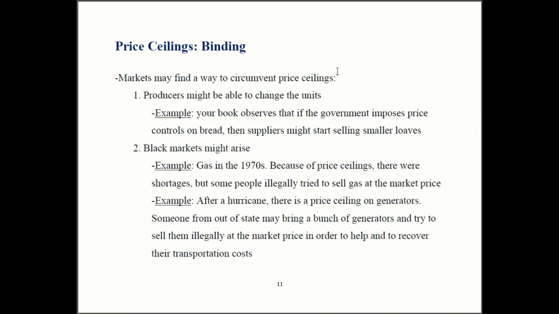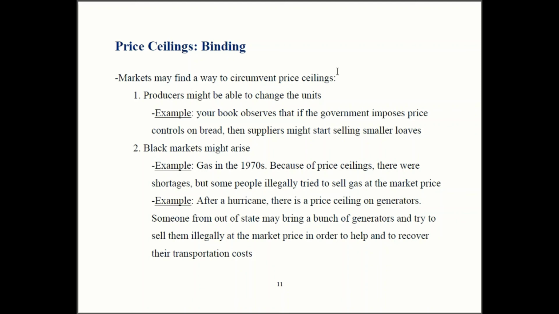Another way to get around price ceilings would be to establish a black market. So back in the 1970s, we talked about there were binding price ceilings in the market for gas. So that created predictable shortages. Now, to get around that, what some people did is they tried selling gas illegally at a price that was the market price. So if everyone just goes to these black market sellers and buys at the market price, then you're back to just a regular market outcome and no harm done.